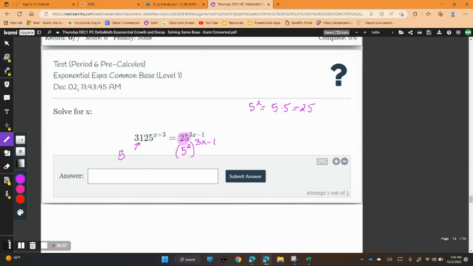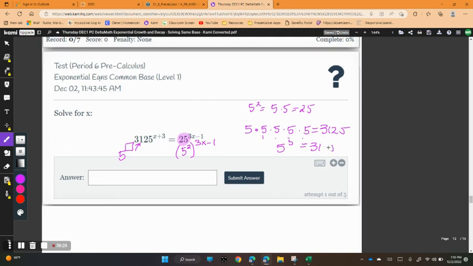So then by default, this must be some kind of power of 5, or it should be 5 raised to some power. So if I trial and error, I'm literally just using my calculator here, and I'm doing 5 times 5 times 5 times 5 until I get 3,125, and that is 5 times 5 times 5 times 5 times 5 equals 3,125. So I have 1, 2, 3, 4, 5. I've got 5 5s, so I can rewrite that as 5 raised to the 5th power.